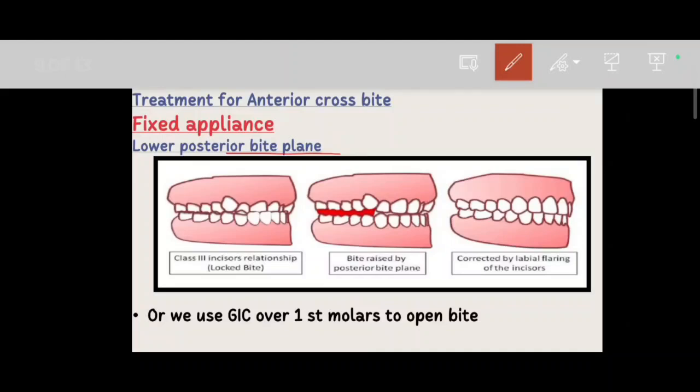In the first image you see a locked bite. The second image shows the posterior bite plane opening the bite. The third image shows the incisor moving labially and the crossbite correcting. So the main idea is to open the bite so the tooth can move freely.